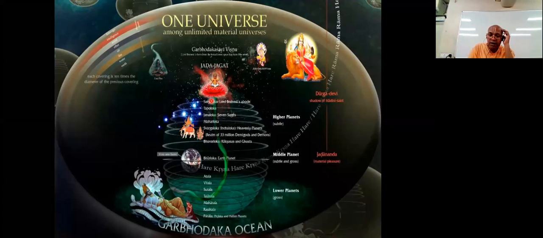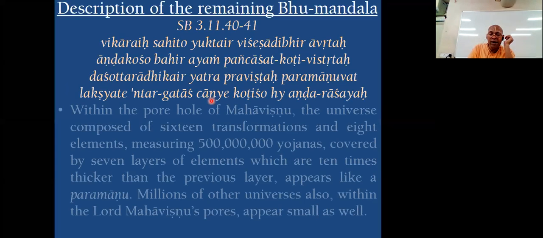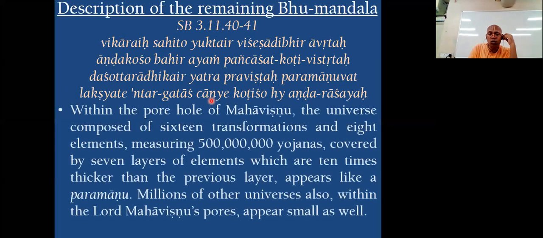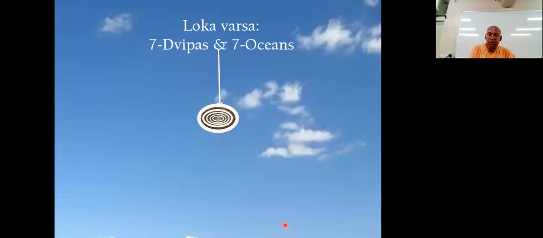And because of that, the entire diameter of the Bhumandala should be 500 million yojanas. But what we have discussed is only 7 islands and 7 oceans. The outer radius of the 7th ocean is only 25.35 million yojanas. Then the diameter will be 50.7 million yojanas. But the entire Bhumandala diameter is supposed to be 500 million yojanas. We have only talked about 50 million yojanas. Then where is the remaining 450? That 450 is being discussed now in the 20th chapter.